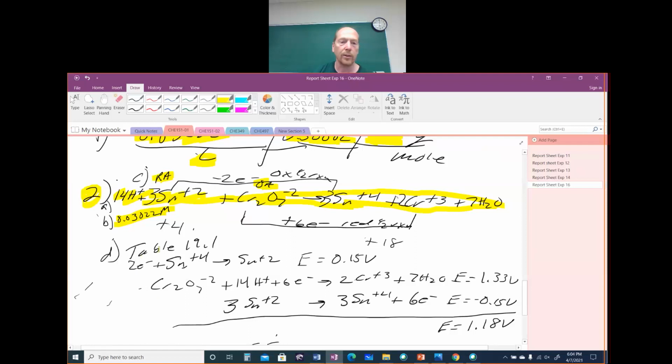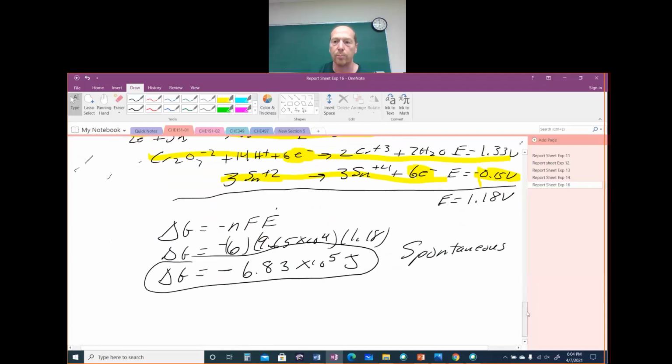Then in D, to find delta G, you have to find your E values from table 19.1. I wrote them down right off the table. I had to reverse the iron, that was the oxidation half reaction, and so I changed the sign to a negative 0.15. I also multiplied through by 3, so that 6 electrons gained equals the 6 electrons lost. When you add up your two E values, 1.33 and negative 0.15, you get 1.18 volts. To get the delta G, that's simply negative nFE.